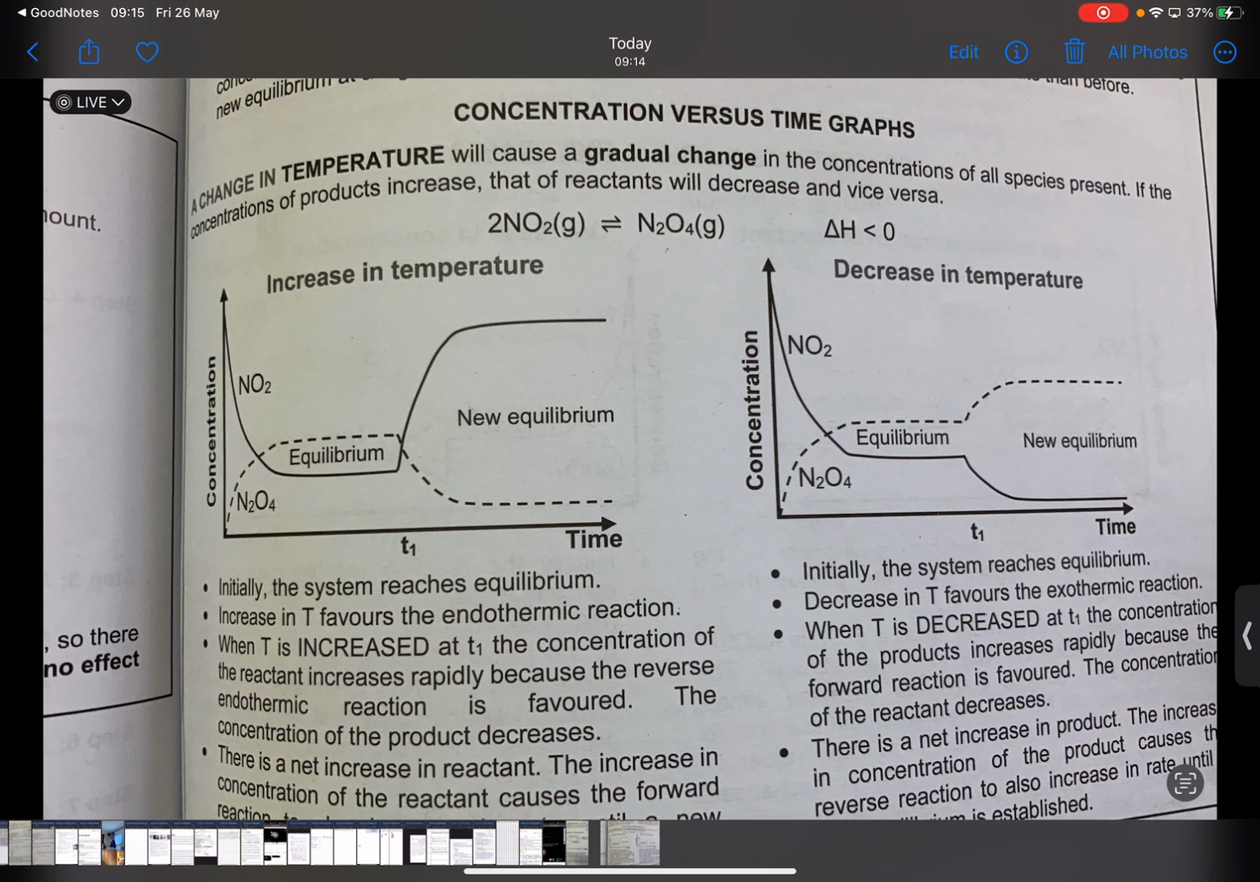Okay, so if you look on the next few pages, they explain that with all of the types of reactions: change in concentration, change in pressure. I think that's what they give you there. So they can ask you to interpret the graphs, and that's what I want to do today in a question.